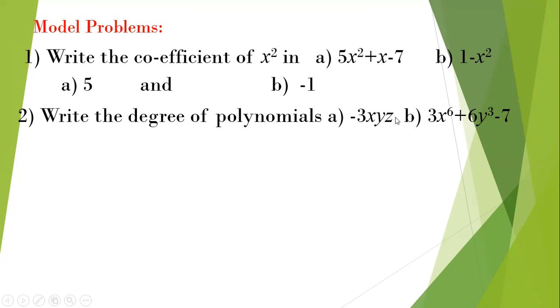This is a linear polynomial. So just find out its degree. What is the degree of x? 1. Degree of y is 1. Degree of z is 1. You just add all these, that is 1 plus 1 plus 1. We get 3. So 3 is the degree of this total polynomial.